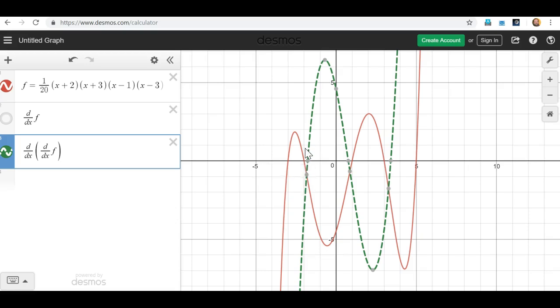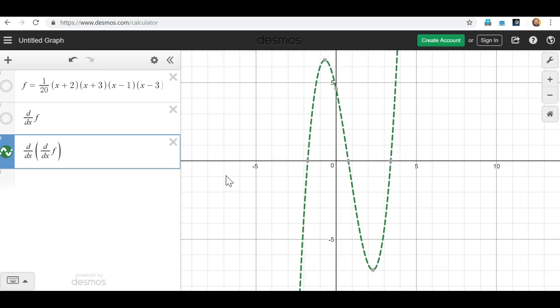And then at that 0, I switch to concave up. And at this 0, I'm going to switch back to concave down. And at this 0, I switch to concave up again. So the second derivative is informing my concavity. So the first derivative tells me whether I'm increasing or decreasing. The second derivative tells me whether I'm concave up or concave down.